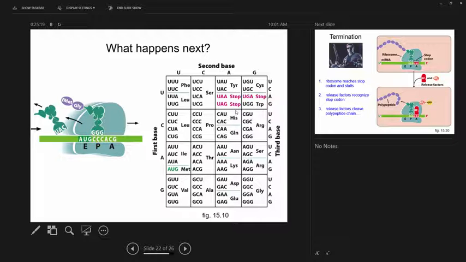What's the first base? It's A, right? So now you're looking in this row. The second base is C, so now you're looking in this column. So this row, this column, so now you're looking here, and there's ACG. So it's threonine. And you don't have to know the names of the amino acids. You'll just be able to write THR right on the exam. Yes, question?